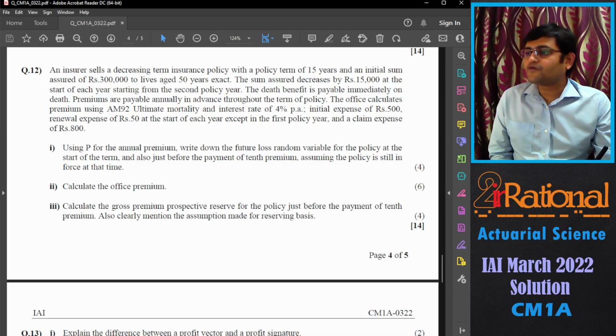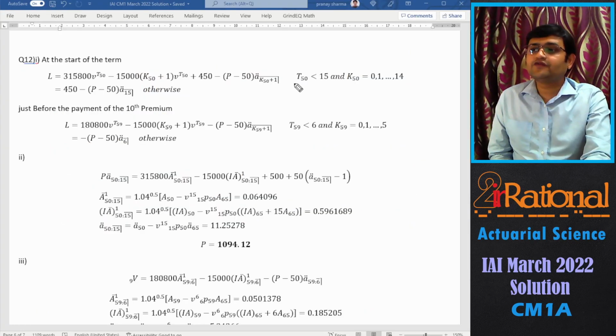Using P for the annual premium, write down the future loss random variable for the policy at the start of the term and also just before the payment of the 10th premium, assuming the policy is still in force at that time. So whenever we have a term assurance, we have to take into account what happens when a person dies within that term and what happens if the person does not die within that term.